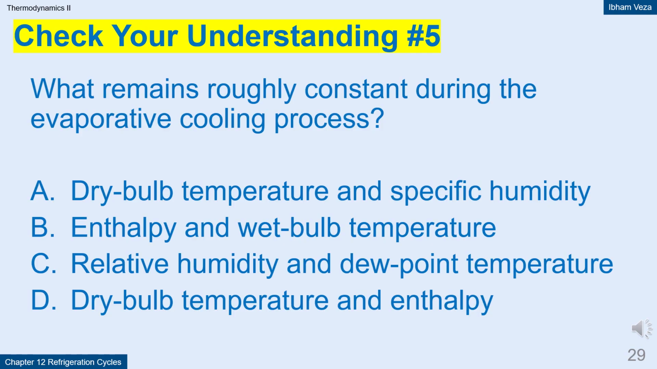C. Relative humidity and dew point temperature. Incorrect, because relative humidity increases and dew point temperature changes as air becomes more humid. D. Dry bulb temperature and enthalpy. Incorrect, because while the enthalpy remains roughly constant, the dry bulb temperature decreases, not remaining constant.